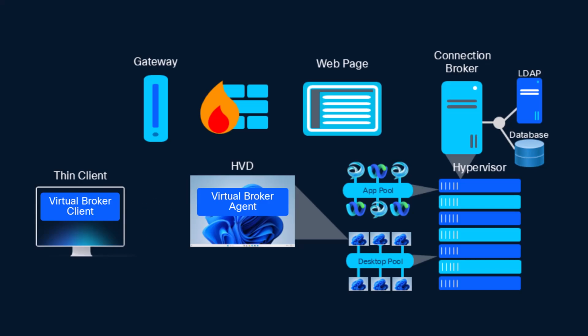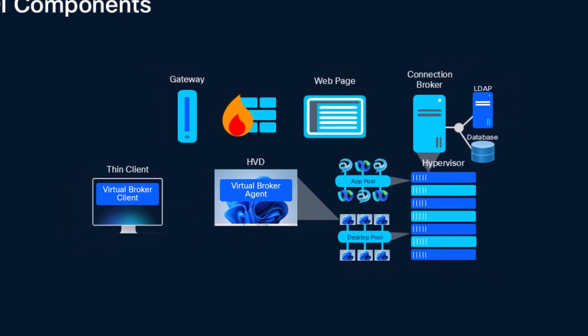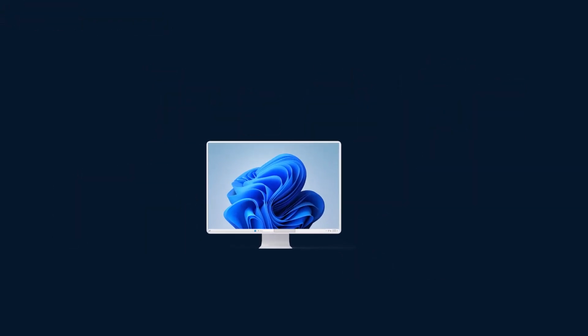When the virtual channel is up, data is passed between the thin client and HVD, and the user is then presented with the Windows desktop on the HVD.